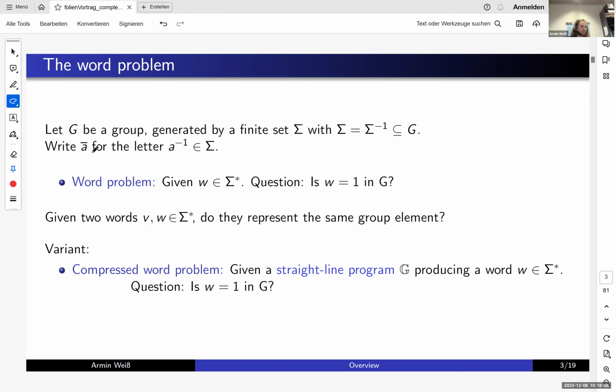A related variant of this question is the compressed word problem. Here I give the input word in a compressed form as a straight-line program, which can also be seen as a circuit over the group. In terms of decidability, these two things are the same, because if I have a compressed word, I can uncompress it and solve the word problem. But in terms of complexity, the two things might be different.